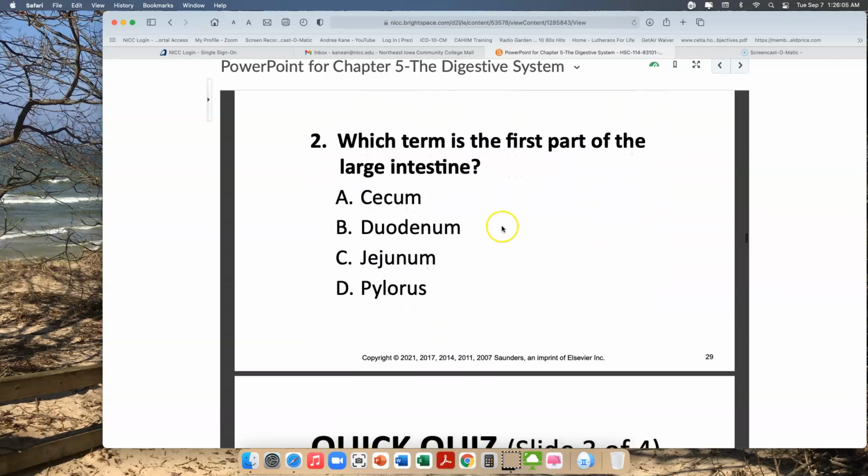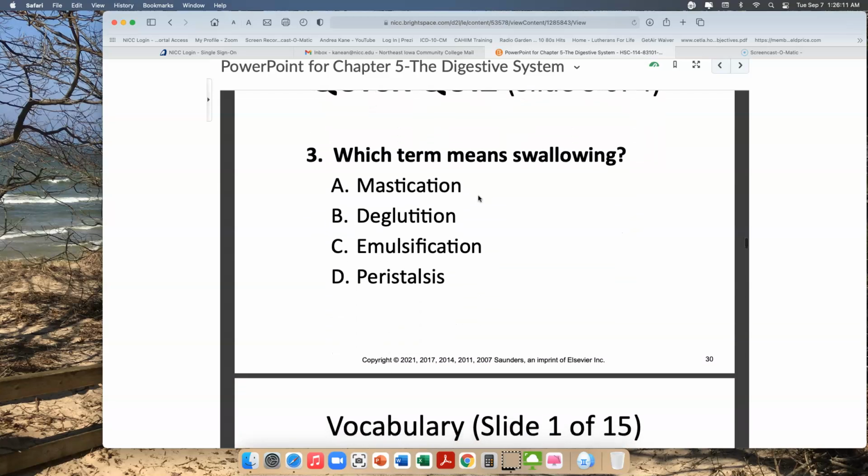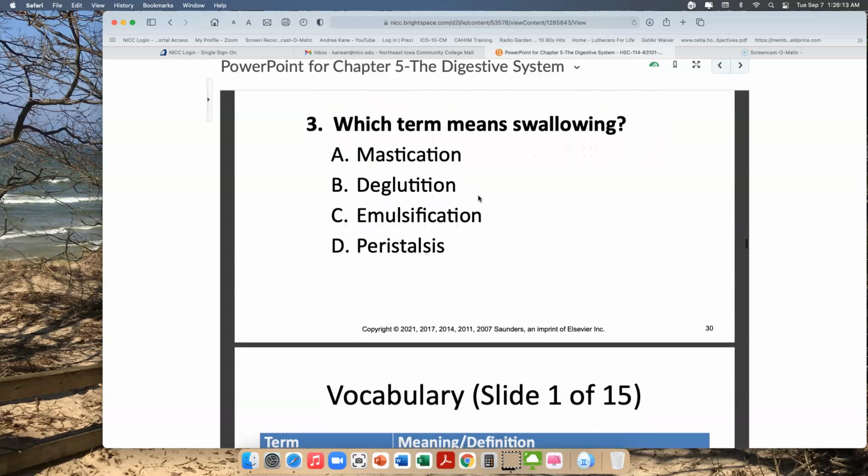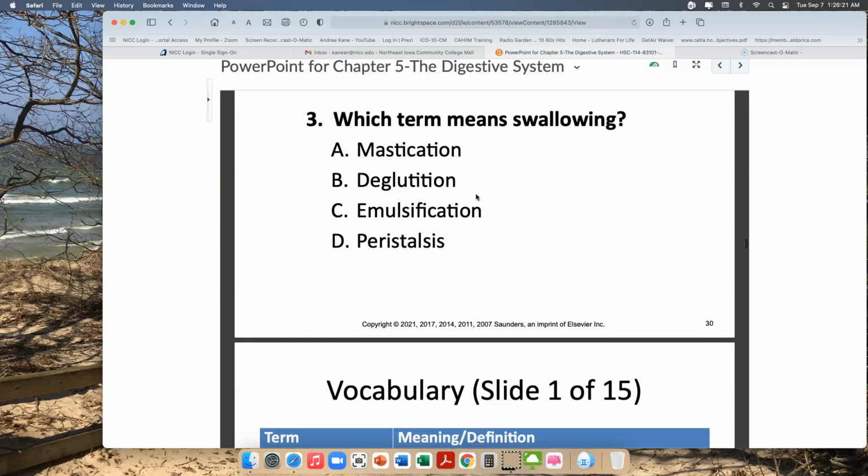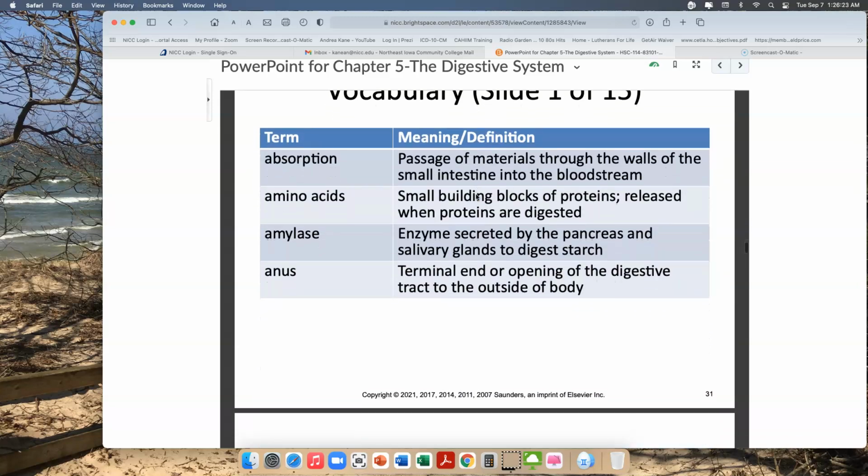Which term is the first part of the large intestine? And I kind of emphasized this, so hopefully you remember it. Which term means swallowing? Okay, now we talked about that process, and I mentioned that word a few times. Hopefully you can remember what it is. All right, moving on to vocabulary.